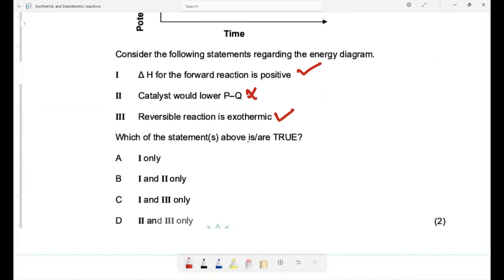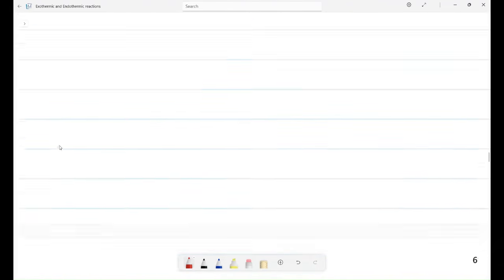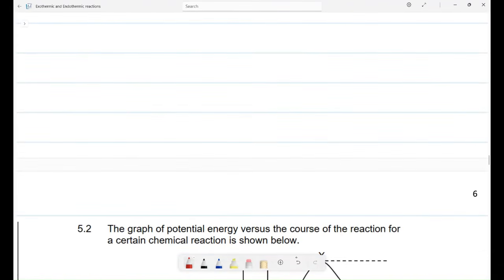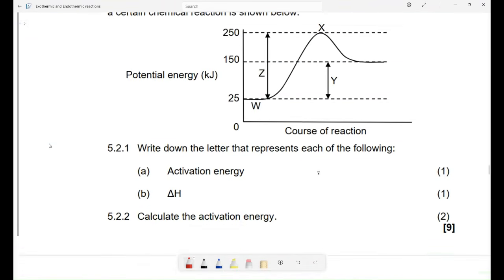So which one of the statements is or are true? Now 1 and 3. So C is the most correct answer. Yes. So now let's move on to one of the questions faster.